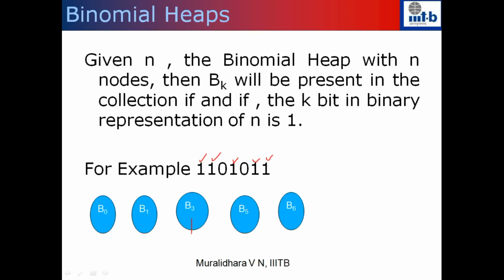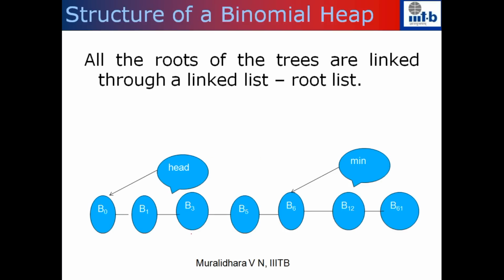So given n, if you are asked to build a binomial heap with n number of nodes, what you need to do is look at the binary representation of n, and wherever there is a 1, at such an order i, you have to consider a binomial tree of order i. So it's always possible to construct a binomial heap with n number of elements in it.